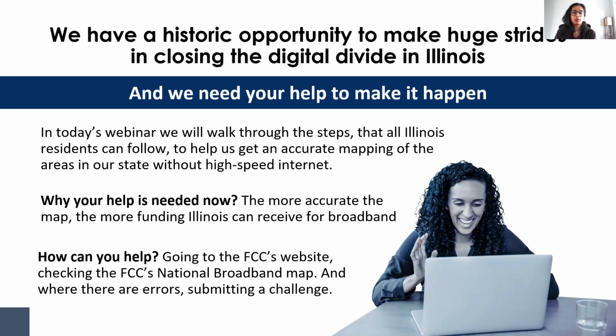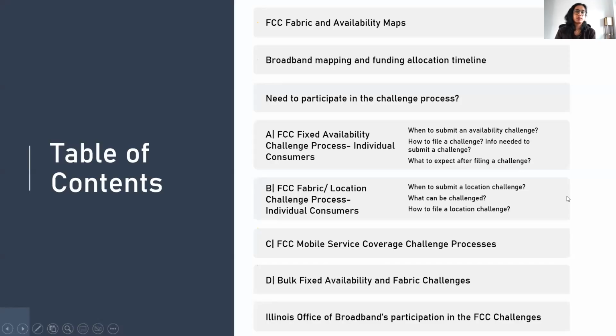And then how can you help? It's as easy as going to the FCC's website, checking out the National Broadband Map, and then, if there are errors in what's shown on there, submitting a challenge. We'll get into the details of all of these different challenge processes in today's presentation.